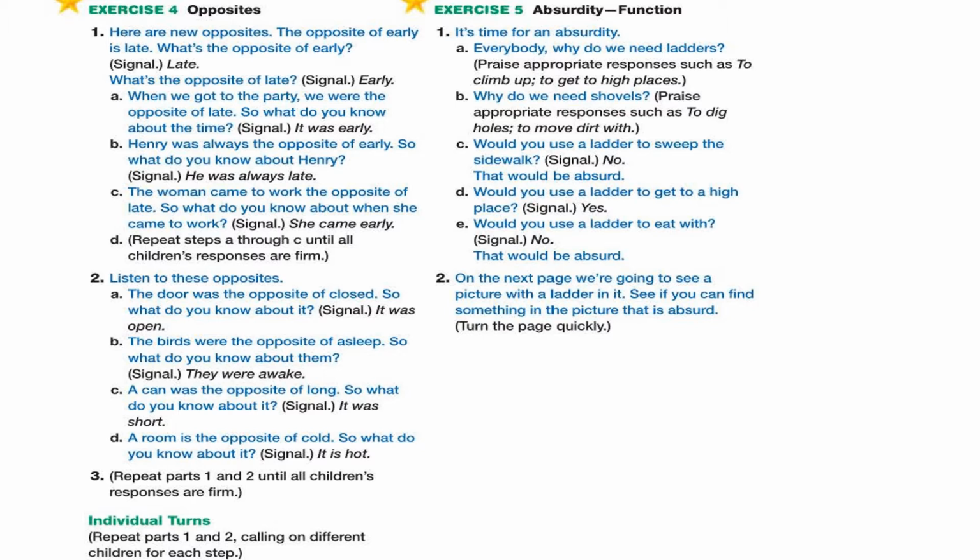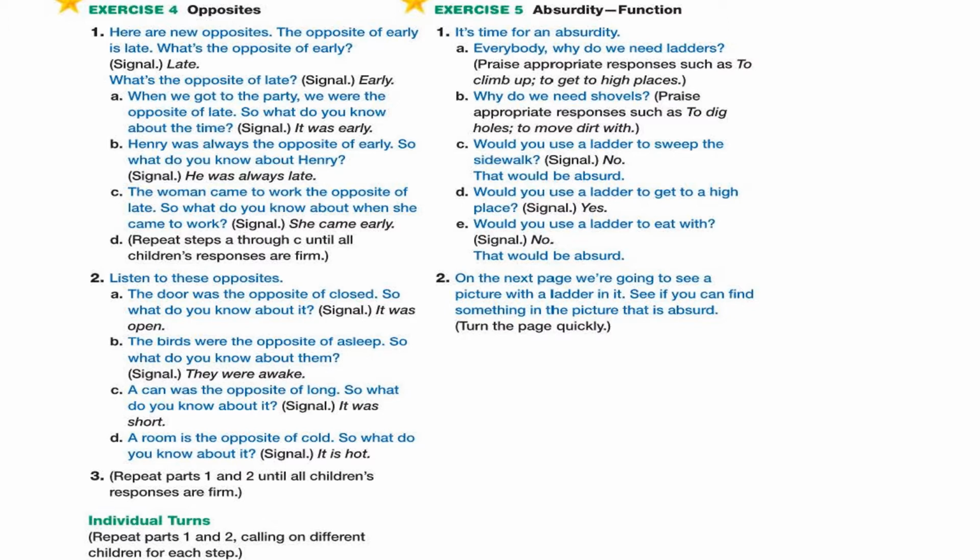Here are new opposites. The opposite of early is late. What is the opposite of early? Get ready. Yes, late. What's the opposite of late? Get ready. Yes, early.